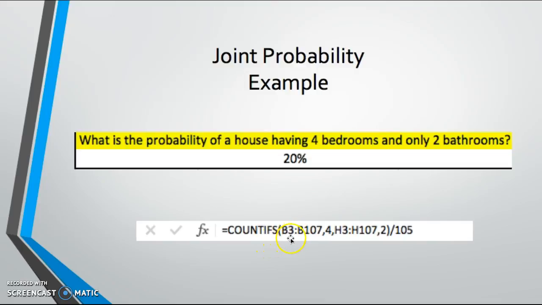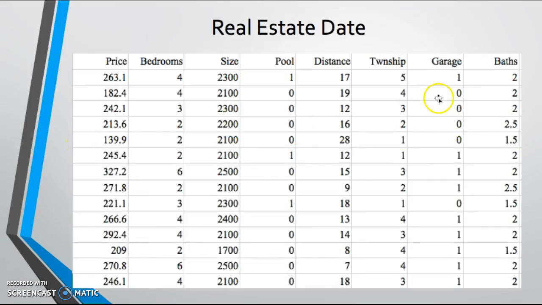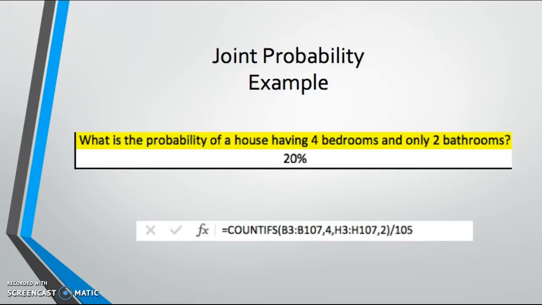Since I was using bedrooms, again, you see I use a range of B3 to B107 because it was in the B category. Again, I want to filter out the houses that have 4 bedrooms. So I did comma 4. And then I want to use a second variable, which is bathrooms. If you look at my real estate data, baths is the last category, in column H. So I use range H3 through H107.